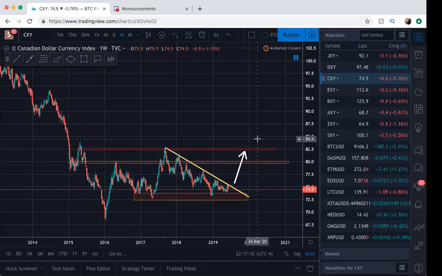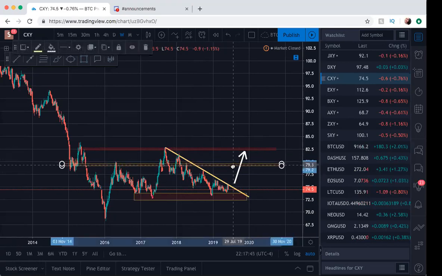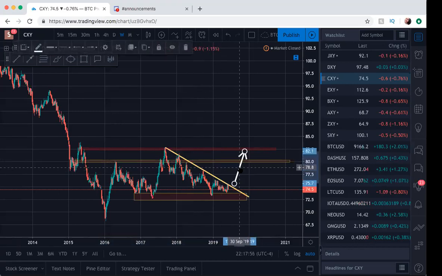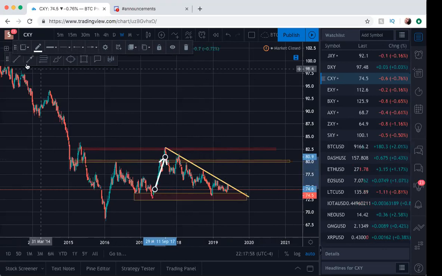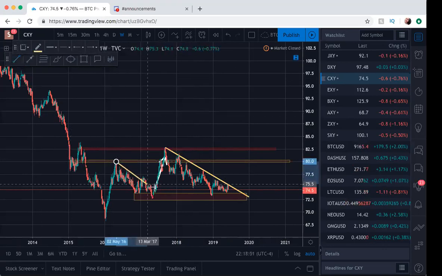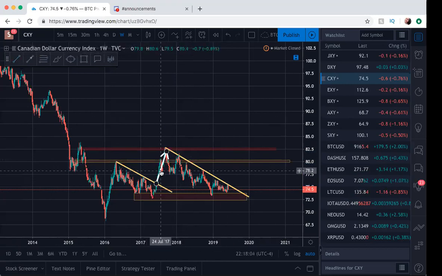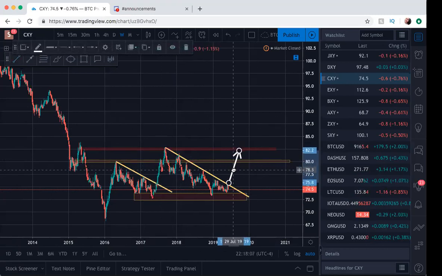But since I'm expecting it to make a structured move, and what a structured move is, it resembles and moves the exact same way it got into that formation. So this move from here out of this wedge, or out of this triangle formation, I'm expecting the same move to happen when we break out of this, to bring us back to this high. Then what it's going to do from there, I don't know.